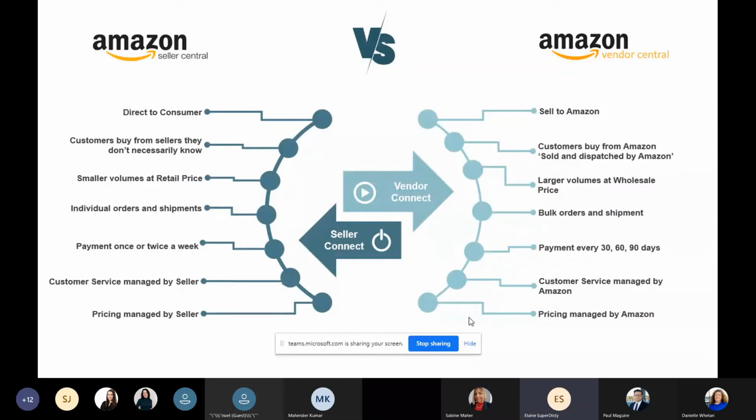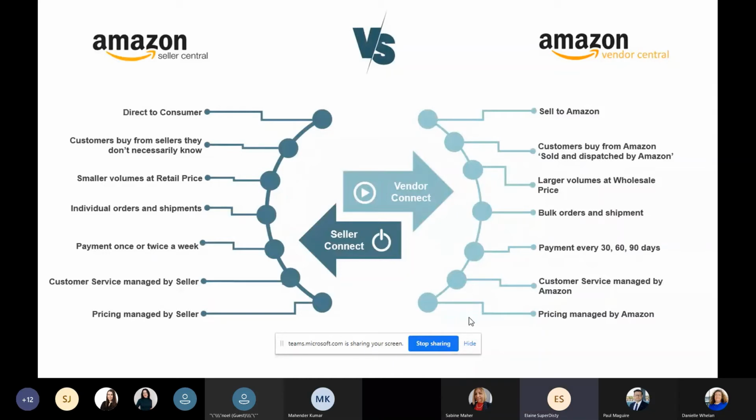Vendor Central is slightly different in that Amazon purchase products. They are the buyer of your products. They purchase products from you directly, and they publish them in their own marketplace, and customers can buy products. When it says sold and dispatched by Amazon, it means there's a vendor or a brand that has sold this product to Amazon. They house it in all of their warehouses across the world. So it's larger volumes, and Amazon buy from you or from vendors at wholesale pricing.